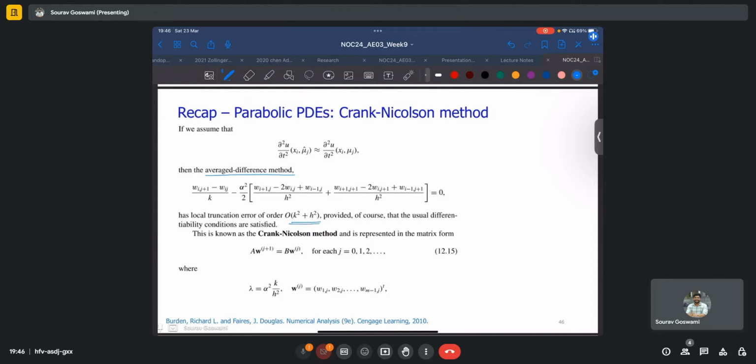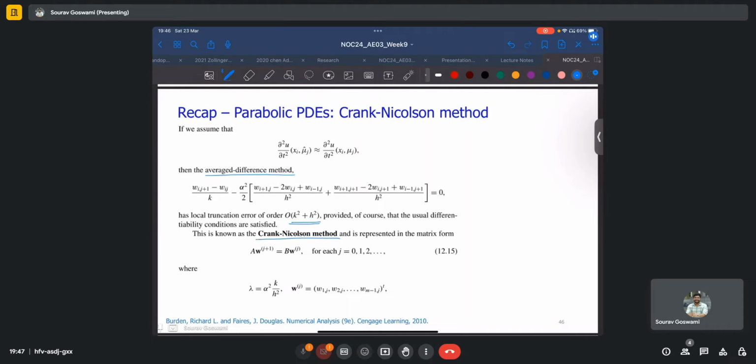Why this is more preferable to, say, the error obtained in the simple backward difference scheme is a known, proven result, but beyond the scope of this present course. But for now, we'll just assume as available knowledge that the truncation error of this order, k square plus h square, is more preferable. And that is why we applied these modifications to the forward and backward differencing schemes. We average them. And of course, the usual differentiability conditions have to be satisfied. And this modified or averaged method is known as the Crank-Nicolson scheme.